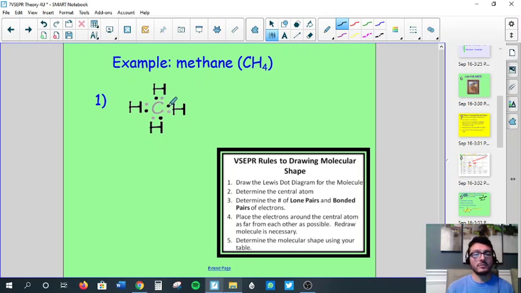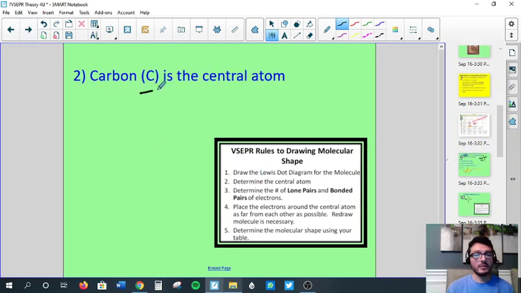It's carbon surrounded by 4 hydrogens, right? CH4, back to our organic chem unit. We have an electron pair here, here, here, and here. These are all bonds. Next step is to figure out the central atom. Our central atom in this case is going to be carbon. Whenever you see carbon, that's usually the central atom.